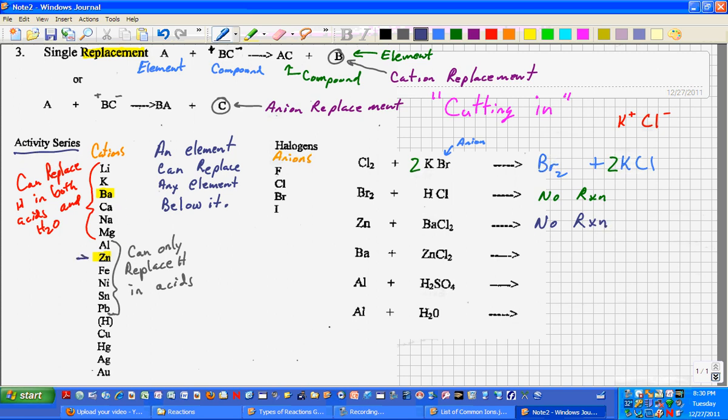Because zinc is down here and barium is up here, zinc can only replace what's below it. Barium is not in the portion of the list below zinc, so zinc will not replace barium.